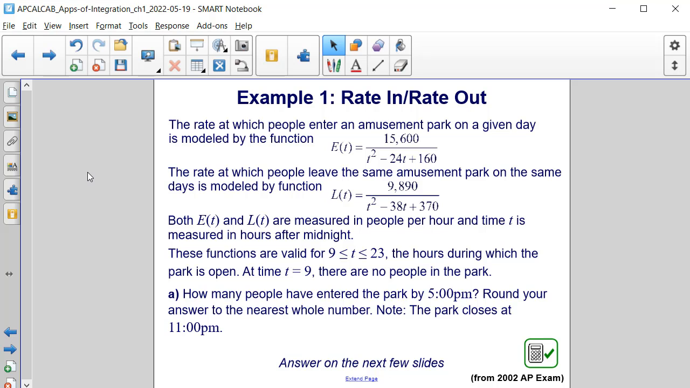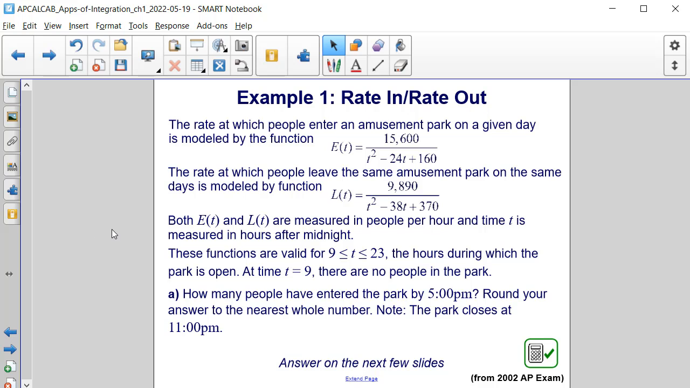The rate at which people enter an amusement park on a given day is modeled by the function E of t, which is equal to 15,600 divided by the polynomial t squared minus 24t plus 160. The rate at which people leave the same amusement park on the same day is modeled by this rational function, L of t, which is equal to 9,890 divided by the polynomial t squared minus 38t plus 370.